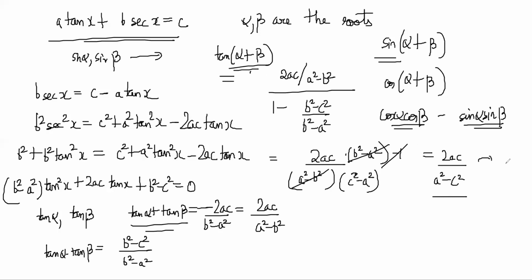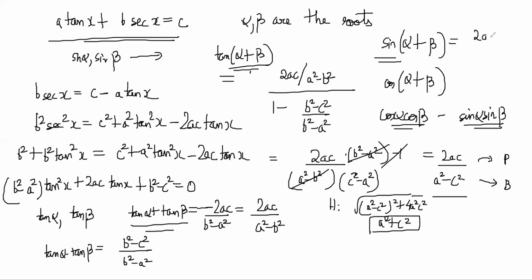So this must be the perpendicular and this must be the base. The hypotenuse will be root over a square minus c square whole square plus 4a square c square, which becomes a square plus c square. So sine(alpha plus beta) will be 2ac by a square plus c square, and cos(alpha plus beta) will be a square minus c square by a square plus c square. So this is the best way to do it.